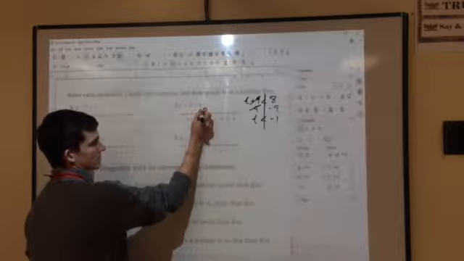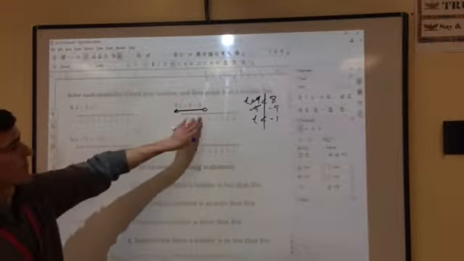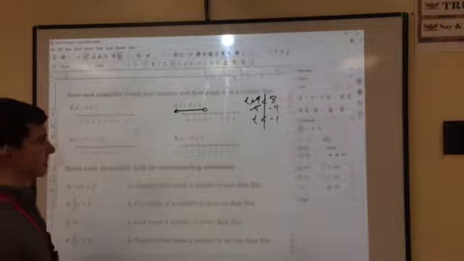So I'm going to graph anything that's smaller than negative 1 that could represent t. Anything to the left of negative 1 represents t, and that's it.